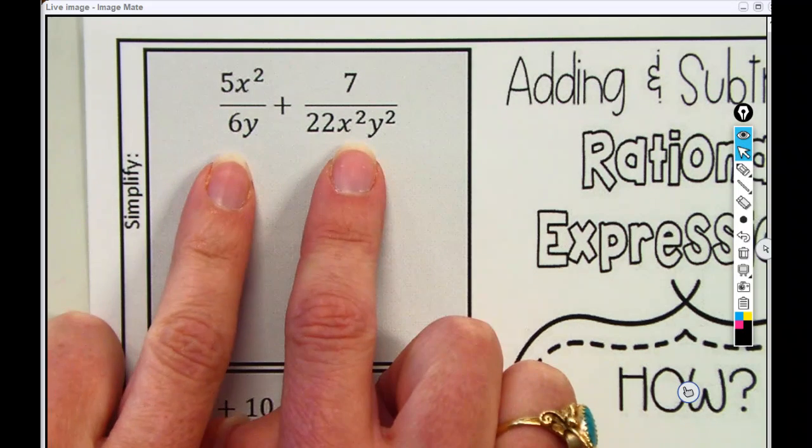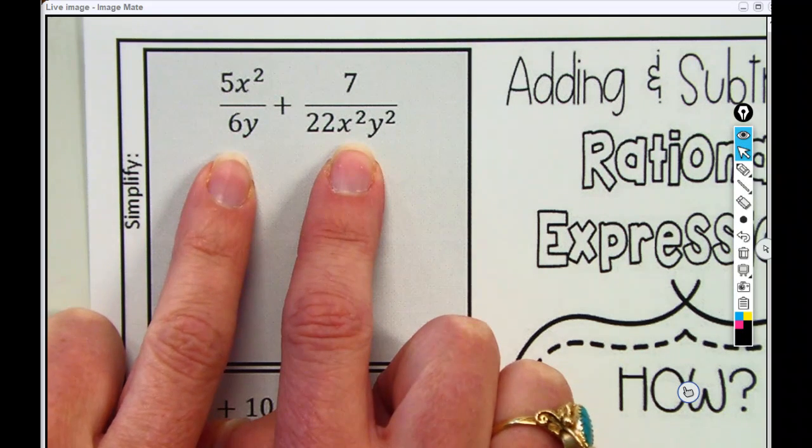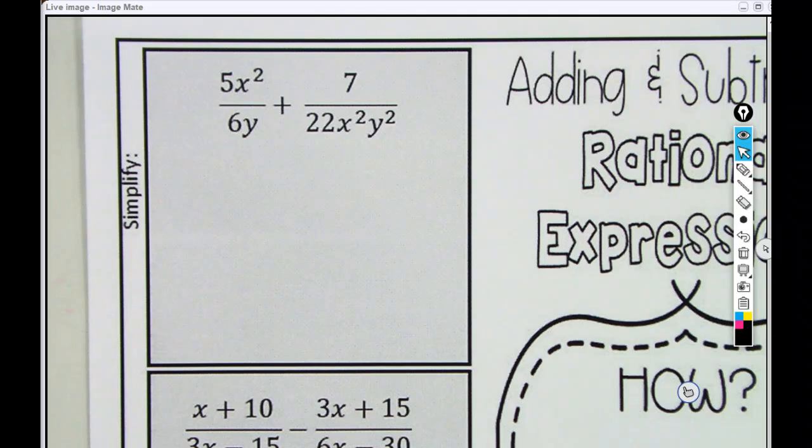And then they give me things like this, right? And so it's not as obvious to see what that common denominator is. So we're going to look at the 6 and the 22 first. What do 6 and 22 both go into? What's their least common multiple? Not their factor, but a multiple, something that they would divide into. 66. I think 66 is right.